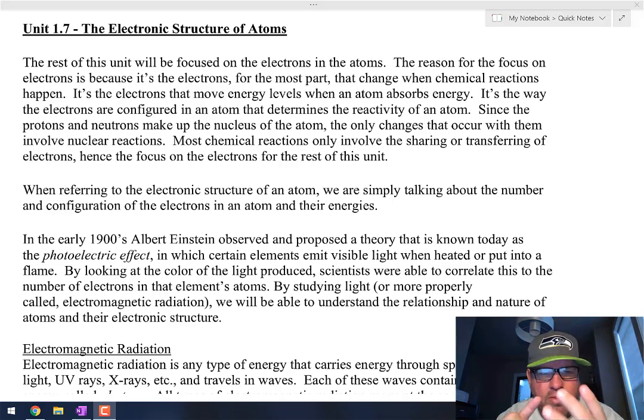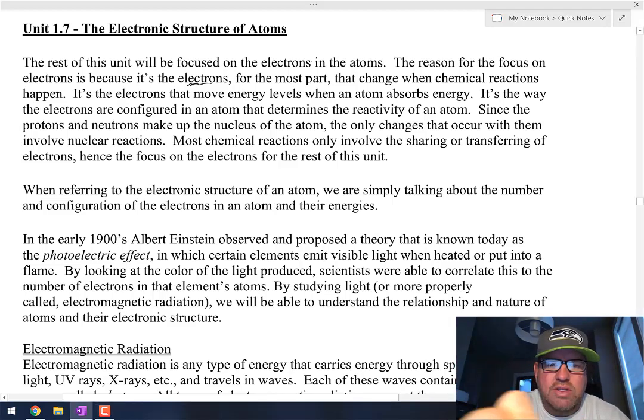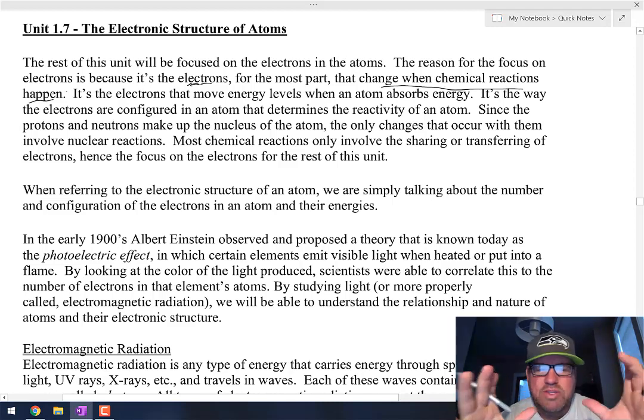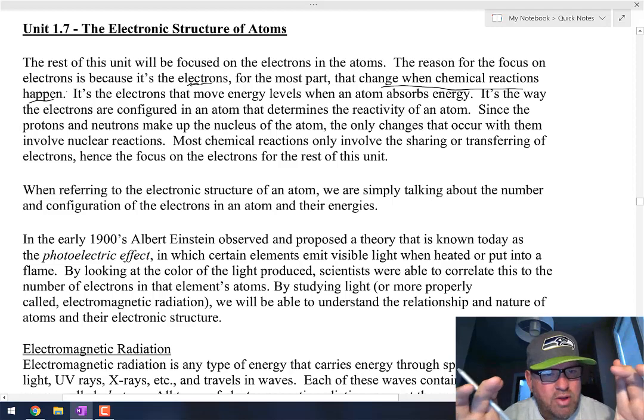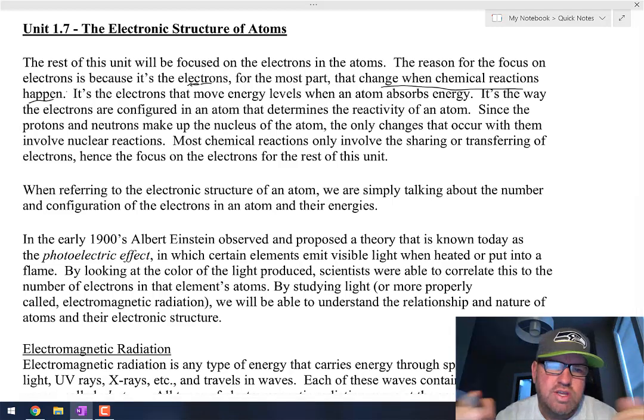And for the rest of this unit, we're not going to talk so much about protons and neutrons anymore. We're going to be talking about electrons, okay? And the reason for that is, as we talked about with nuclear reactions, it's the electrons that change when chemical reactions happen. The atoms don't necessarily change in a chemical reaction. Yes, in nuclear reactions they do. But in a chemical reaction they don't, okay?